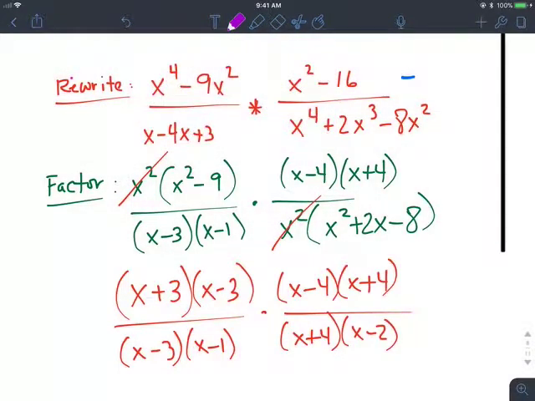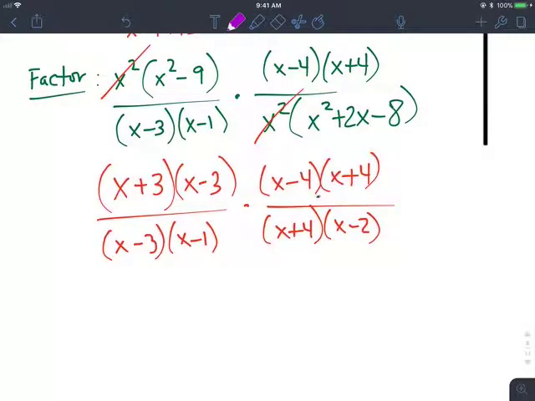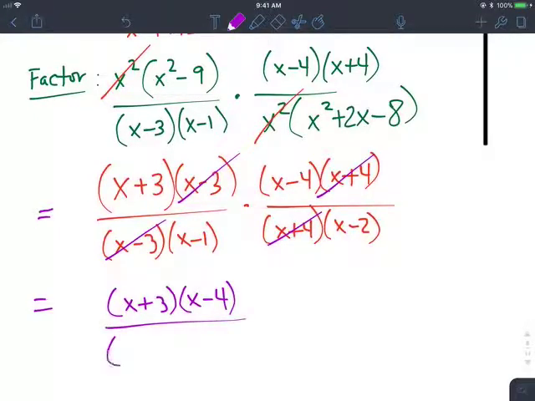Right, so these guys, you need to be quick at being able to factor. Those ones we've seen so many times now. X plus 4 cancels with x plus 4. X minus 3 cancels with x minus 3. I don't see anything else, so I'm going to say this is equal to x plus 3 times x minus 4 all over x minus 1 times x minus 2.